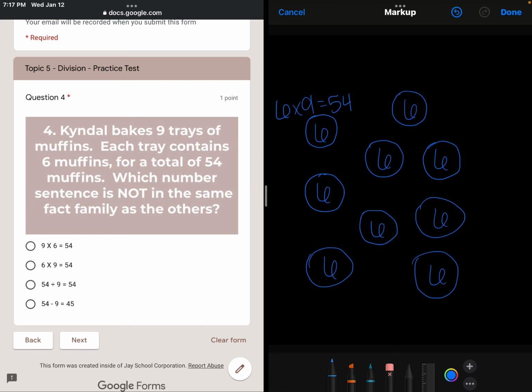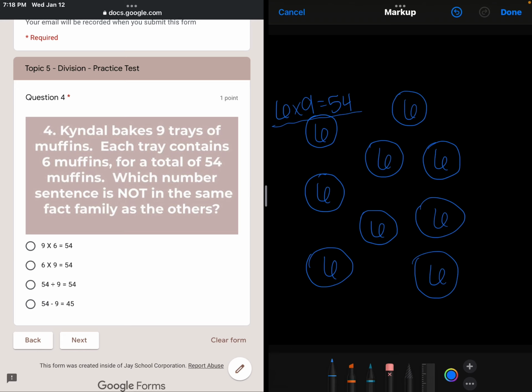This is asking which number sentence is not in the same fact family as the others. So I'm looking at this and I'm saying, okay, which equation below is not part of that fact family? 6 times 9 equals 54. Well, 9 times 6 equals 54 is because, well, 6 and 9 are just flip-flopped, right? 6 times 9 equals 54. That's the equation I have written.